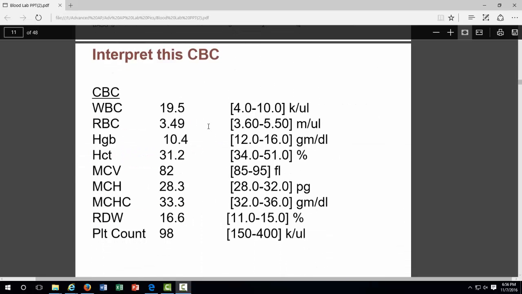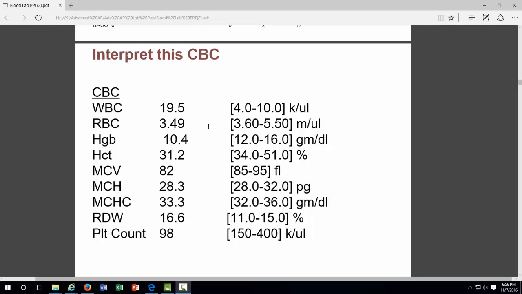So how about this one? This one is not a differential. What do we see? High white blood count. Anything else? Low hemoglobin. Would we expect to see hemoglobin and hematocrit both be low together? Red blood cells, right, contain hemoglobin, so if one is low, the other is also going to be low in most cases. And how about the platelets?